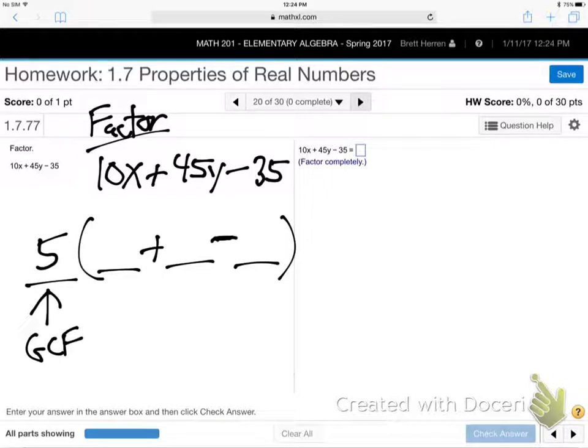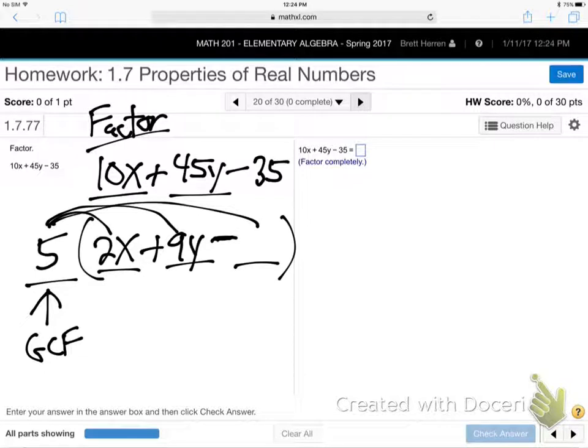And now how do you know what goes inside? Whatever works, right? 5 times what will go back to 10x? 2x. And 5 times what will go back to 45y? You just calculate if you're rusty. 9y. And 5 times what will go back to 35? 7, we're done. This is what they want, that whole thing. So we just found what it was before it was distributed. That's called factoring, unmultiplying.